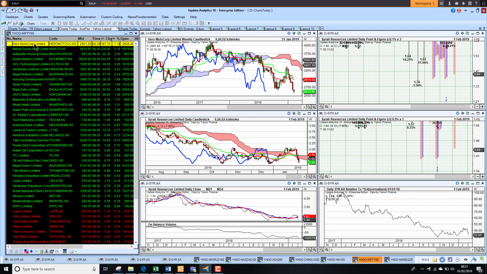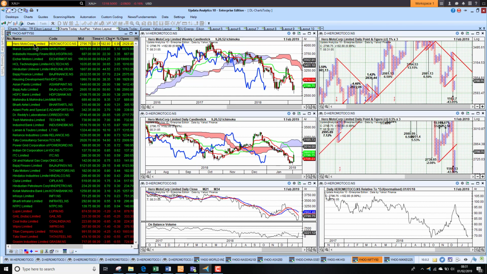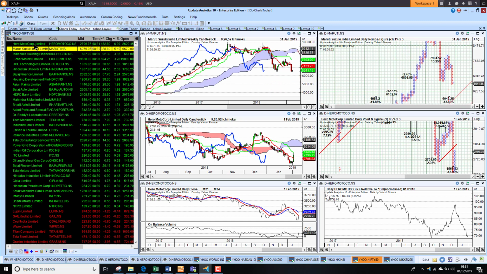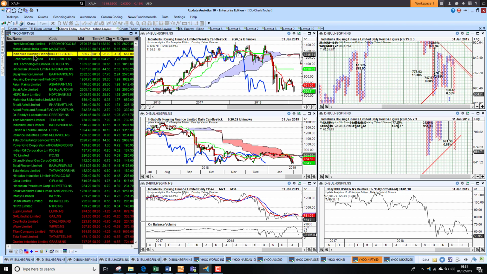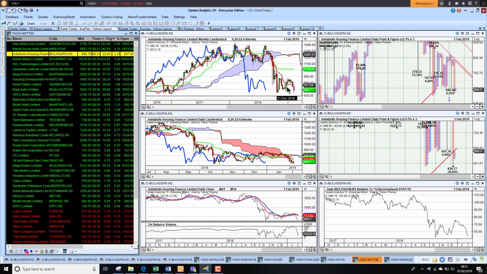We had Hero Motor Corp up 7% this morning, so that's pretty strong. Maruti Suzuki up 5%. That chart not looking quite as good. And Indiabulls Housing has had a terrible time, but we see them up 3%. A lot of volatility showing up in their price, but not enough to really change the chart. And look at that relative performance, still pretty bad.